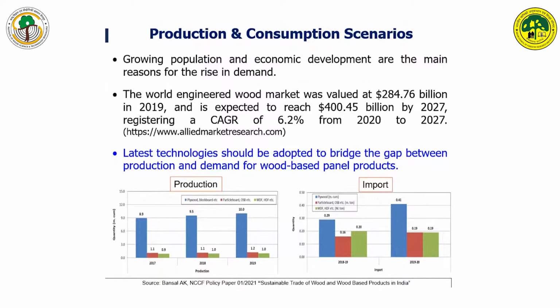India. In India, we can see these two graphs, which I have taken from Bansal sir's paper, where plywood and blockboard production is around 8.9 million cubic meters, particle board and OSB is around 1.1, and MDF is around 1 million cubic meters. And as we know, a lot of wood is being imported, and along with solid wood, we are also importing plywood, particle board, and MDF from different countries. On the right-hand side, the import figures are given.